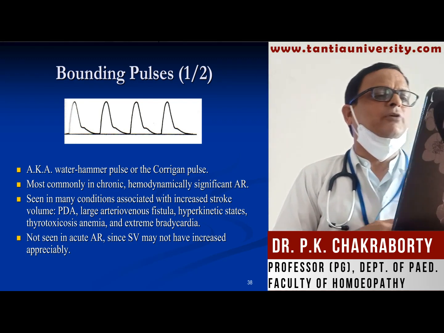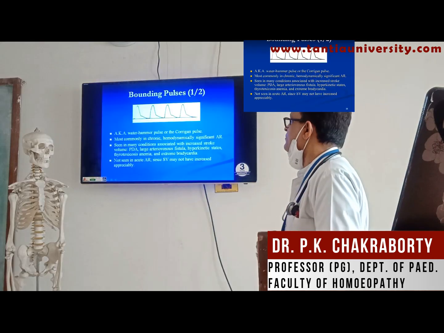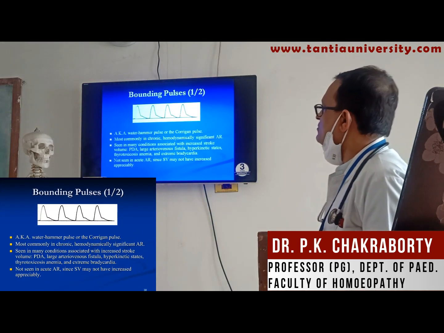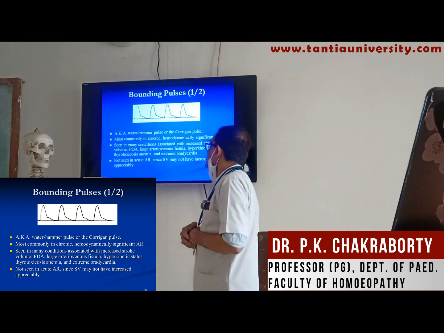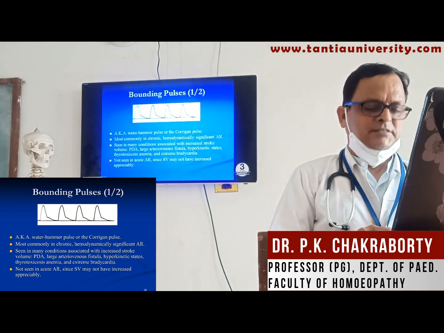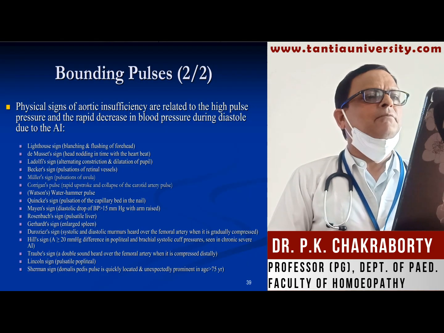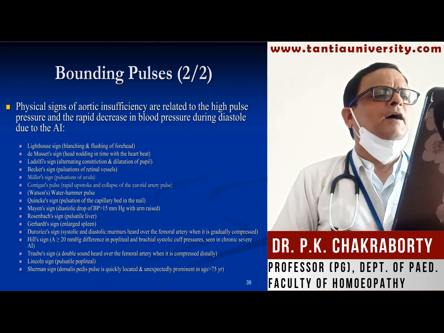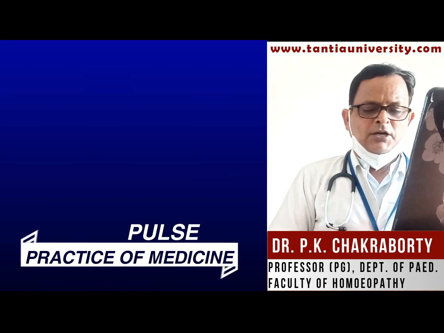Bounding pulse is also known as water hammer pulse, or also Corrigan pulse. This is known also as Corrigan pulse. It is very commonly found. Commonly you will find it in hyperthyroidism, anemia, extreme bradycardia. In these cases, you will find this bounding pulse. So that's all about the bounding pulse also. This is one kind of abnormal pulsation.